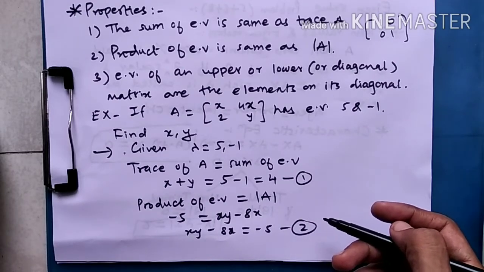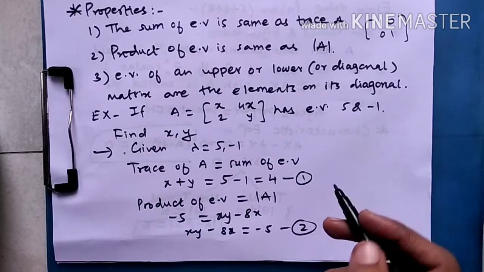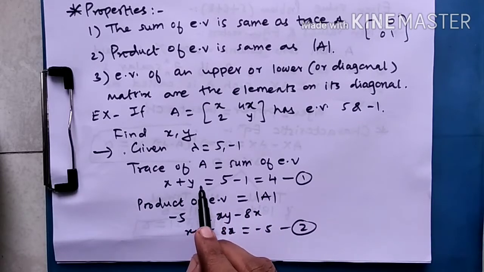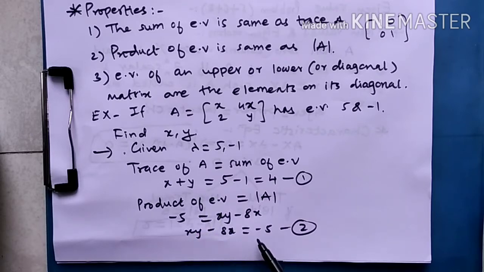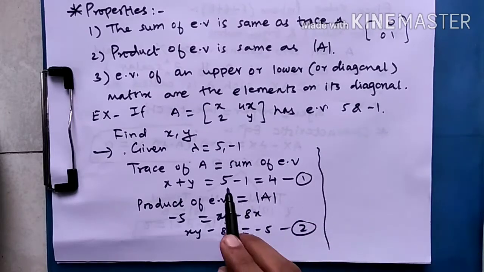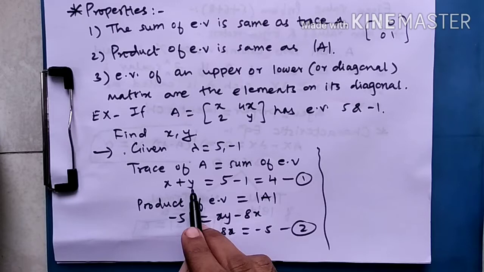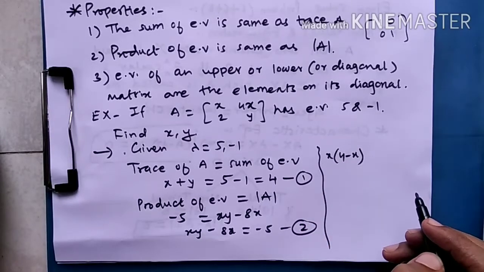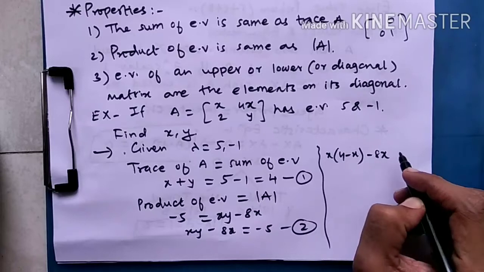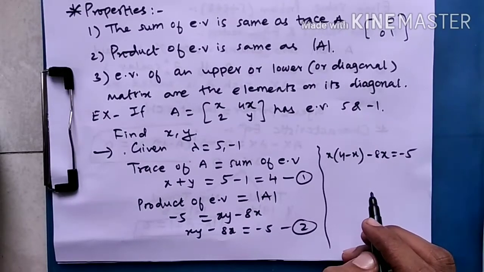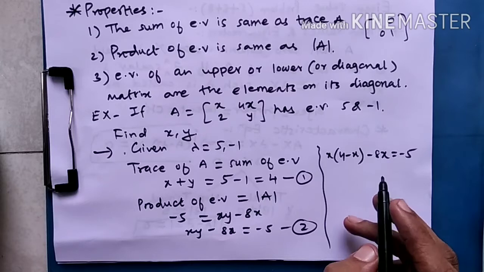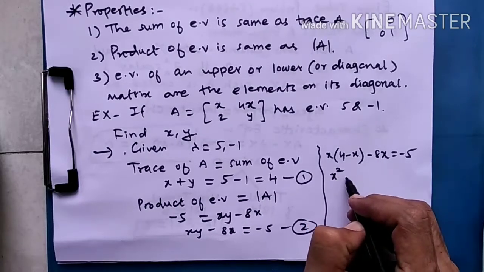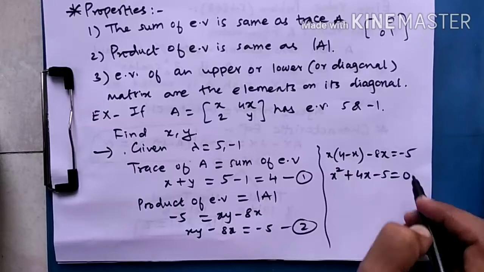But these are not simultaneous equations. So how can we solve them? From equation 1, we can find y and we can put its value in equation 2. Or we can find x from first and we can put it here, one and the same thing. So from equation 1, you can observe that y is 4 minus x. If you put it here, equation 2 will become x into y, but from equation 1, y is 4 minus x, minus 8x equals minus 5, which can be rewritten as x square plus 4x minus 5 equals 0.